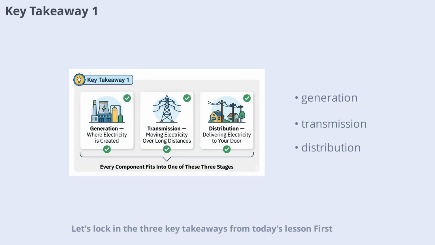Let's lock in the 3 key takeaways from today's lesson. First, a power system has 3 main stages: generation, transmission, and distribution. Every component you'll ever study fits into one of these 3 stages. This simple framework will help you organize your knowledge and understand how everything fits together.